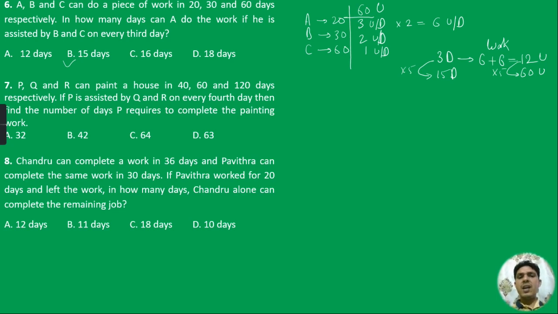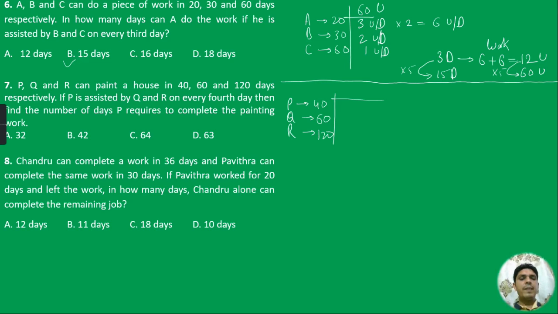Right? Okay, let us have a look at one more question like this. This is question number 7. The question is saying P, Q, and R can paint a house in 40, 60, and 120 days. So I can write it as P, Q, and R paint in 40, 60, and 120 days. Right? The question is saying that if P is assisted by Q and R on every fourth day, then find the number of days P requires to complete the work. So P is assisted by Q and R on every fourth day.